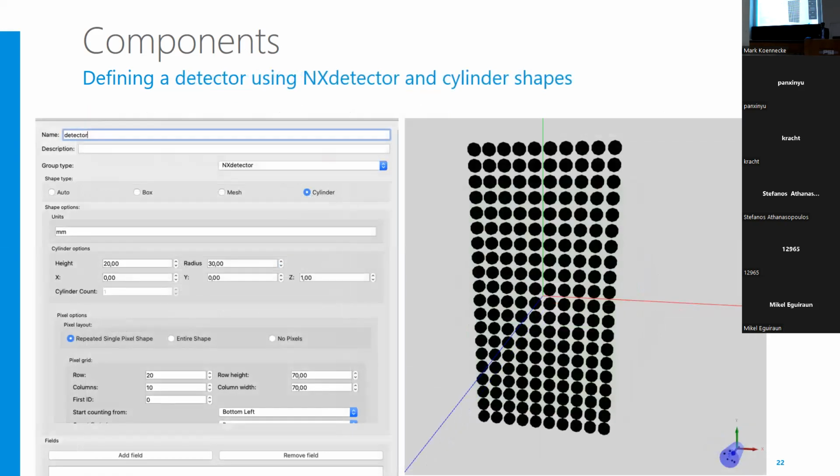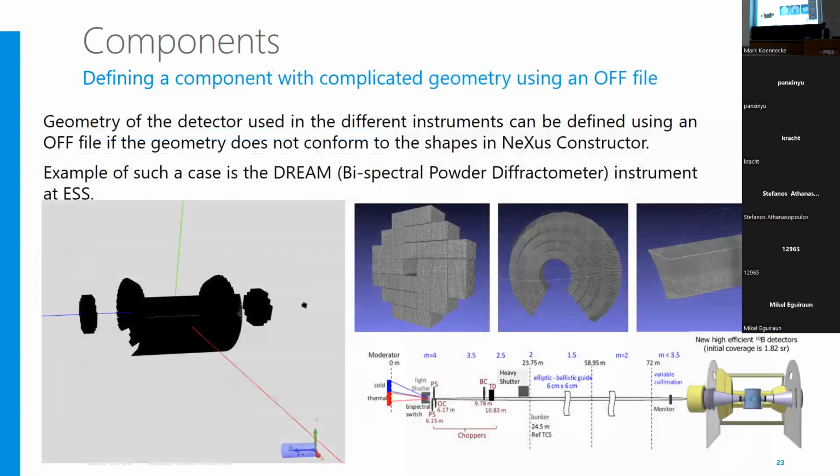And we can also add more repetitive shapes. In this case, I made a small detector using an NX detector with cylindrical shapes that are aligned in a rectangular arrangement. It's like a cylindrical pixel, basically. And you can then use the cylinder shape and define some repetitions of this shape. And that's basically your detector. But reality is never that simple.